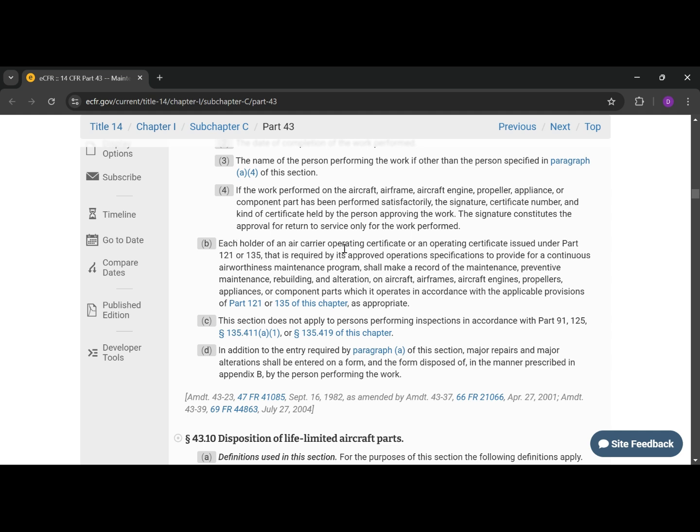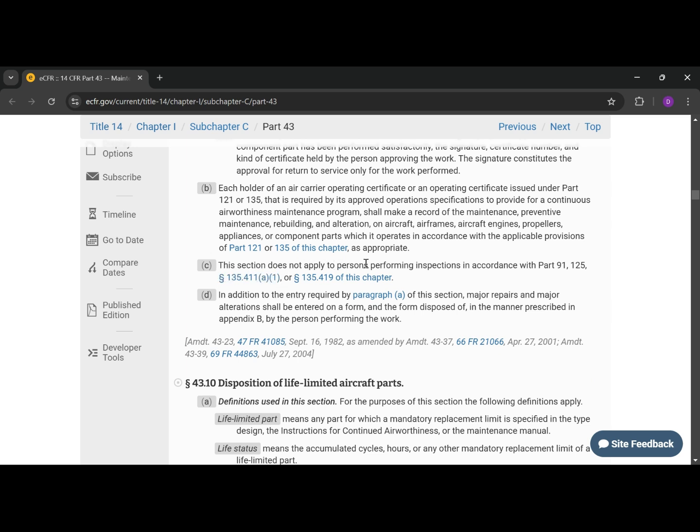Each holder of an air carrier operating certificate or an operating certificate issued under Part 121 or 135 that is required by its approved operations specifications to provide for a continuous airworthiness maintenance program shall make a record of the maintenance, preventive maintenance, rebuilding, and alteration on aircraft, airframes, aircraft engines, propellers, appliances, or component parts which it operates in accordance with the applicable provisions of Part 121 or 135 of this chapter as appropriate.